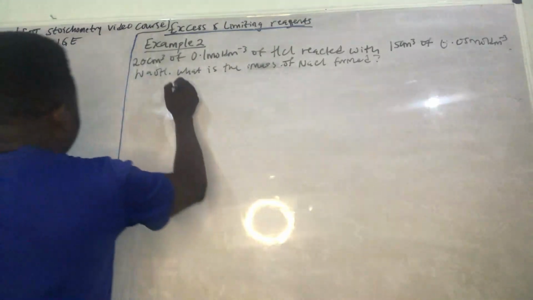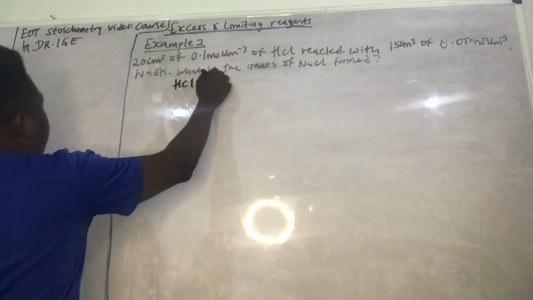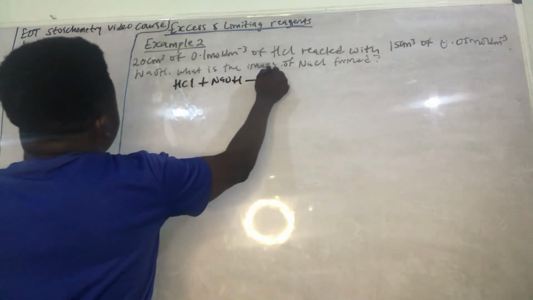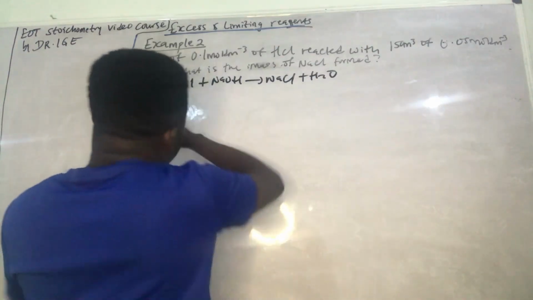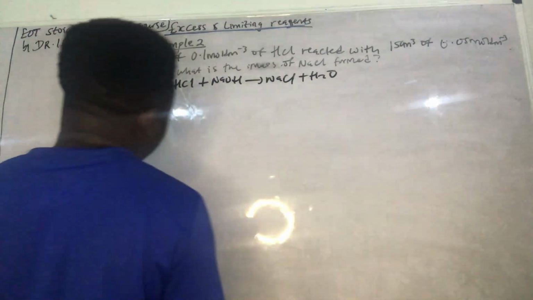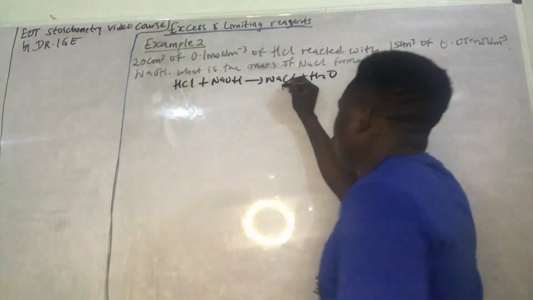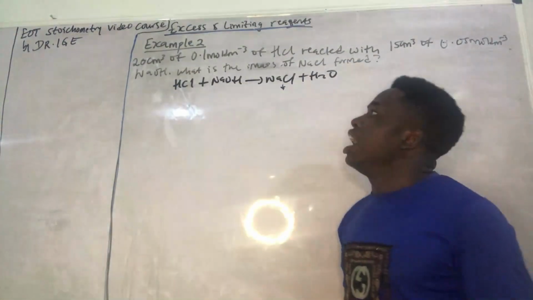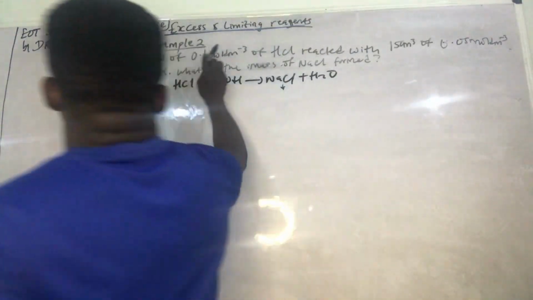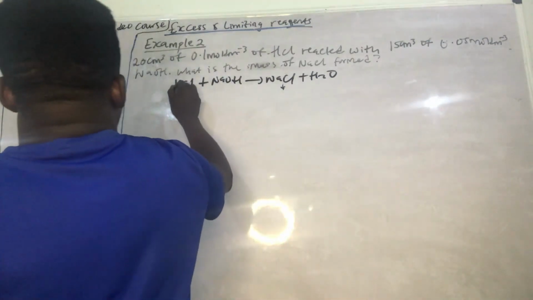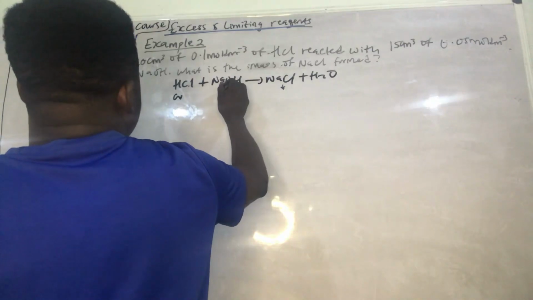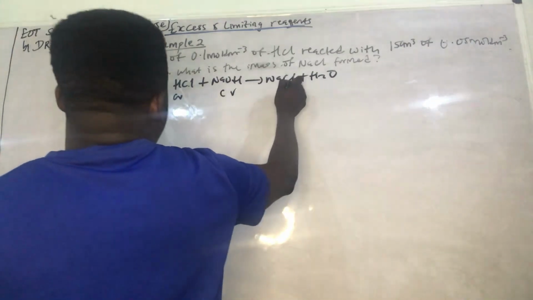Now let's write the equation. We have HCl plus sodium hydroxide equals what? Sorry, I'm not writing the states of matter. I don't have the time. So everything here is balanced. You get. They asked us to look for the mass of sodium chloride that is formed. And you see, they gave us the volume and concentration for this guy. They also gave us CV for this guy. Just look for the mass of this guy.